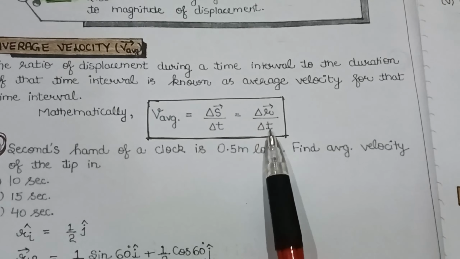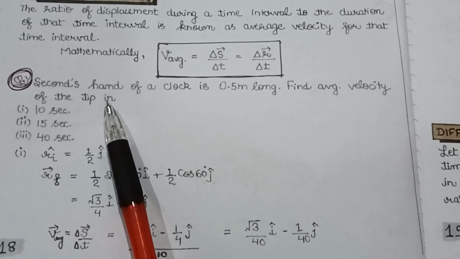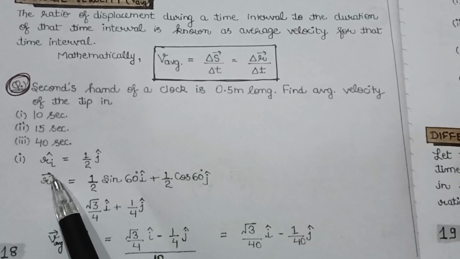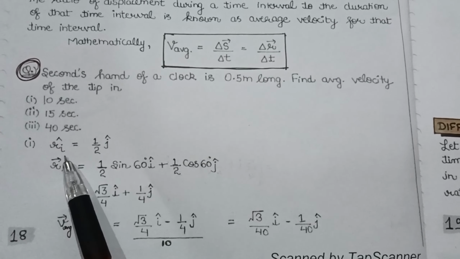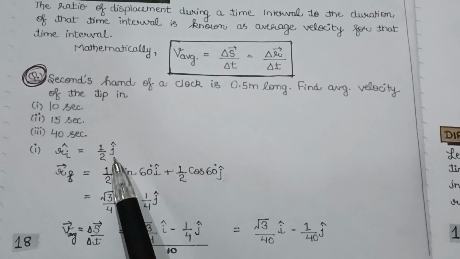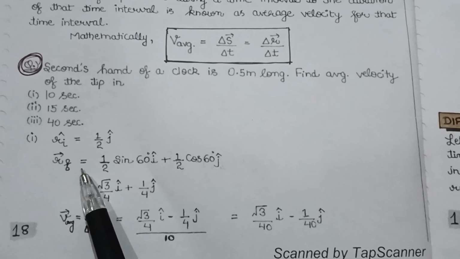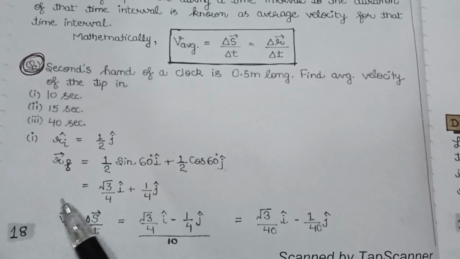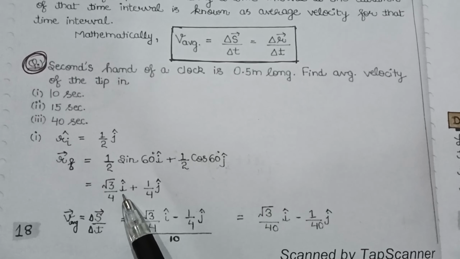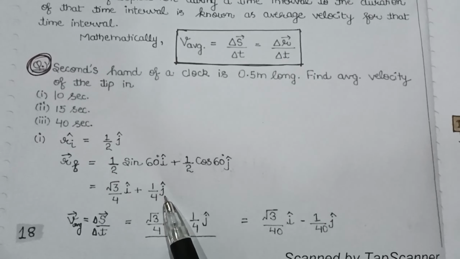There is a question for all of you. The seconds hand of a clock is 1 by 2 meters, or 0.5 meters long. Find the average velocity of the tip in 10 seconds. Therefore, the solution for the first question is: initial position vector is equal to 1 by 2 j cap. Final position vector is equal to 1 by 2 sin 60 degree i cap plus half of cos 60 degree j cap, which is equal to under root 3 by 4 i cap plus 1 by 4 j cap.